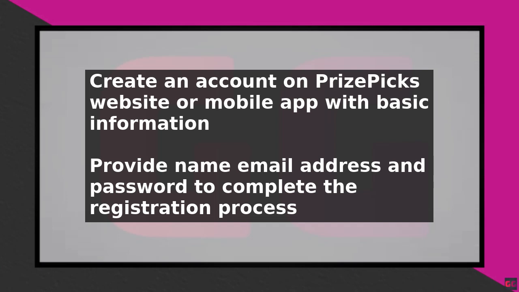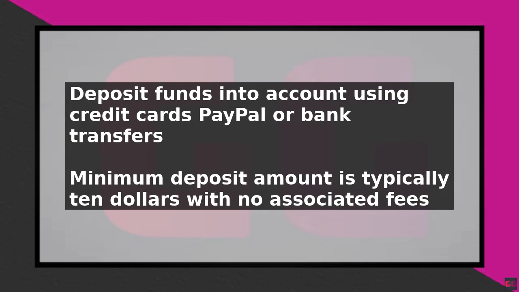Once you have created your account, you will need to deposit funds into it. Prizepicks offers a variety of deposit methods, including credit cards, PayPal, and bank transfers. The minimum deposit amount is typically $10, and there are no fees associated with depositing funds. After depositing funds, you can start building your fantasy lineup.